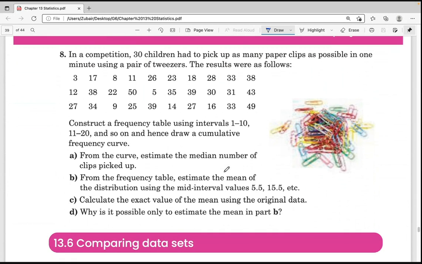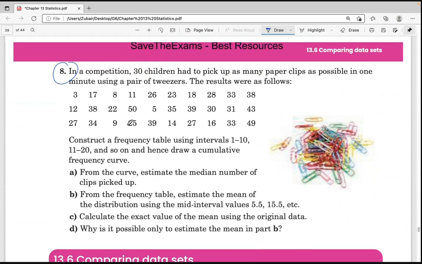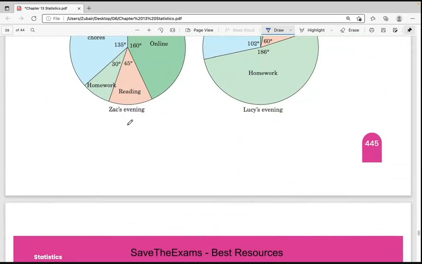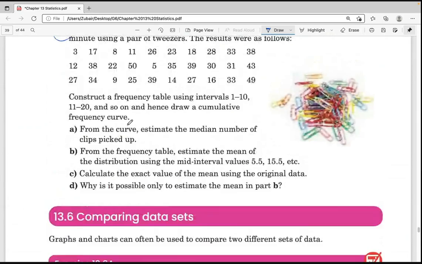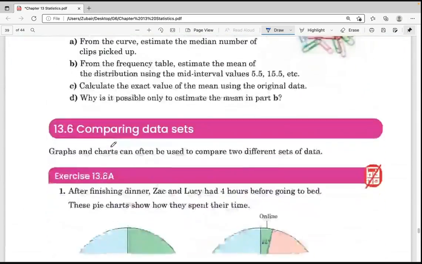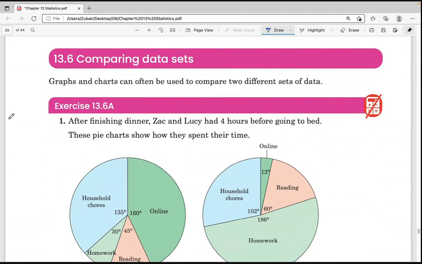I'm leaving this question and coming on to the next exercise. Do try this one question. Please note the page number so it's easy for you to find. This is page 445, question 8, comparing data sets.